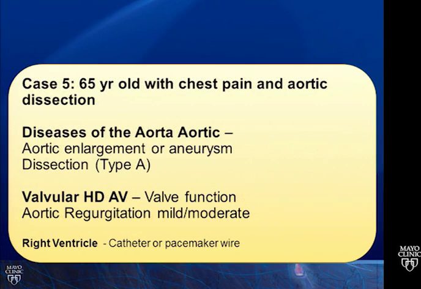So this is our 65-year-old gentleman with chest pain, and he has an aortic dissection. So you go to the diseases of the aorta tab, and you'd pick aortic enlargement, which was the narration that I was trying to kind of clue you into. But in addition to having an aortic enlargement or aneurysm, you'd also obviously code the fact that there was a big dissection flap.